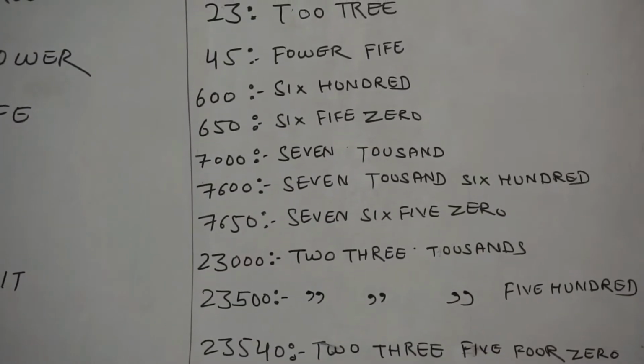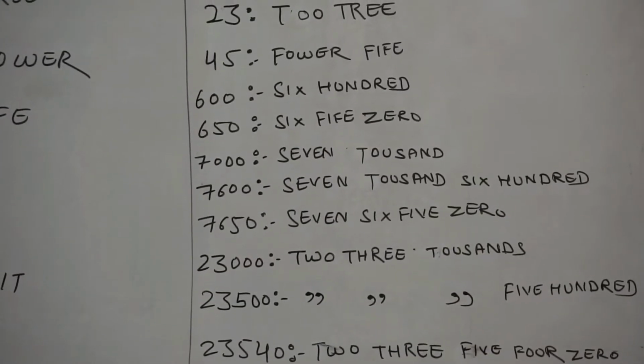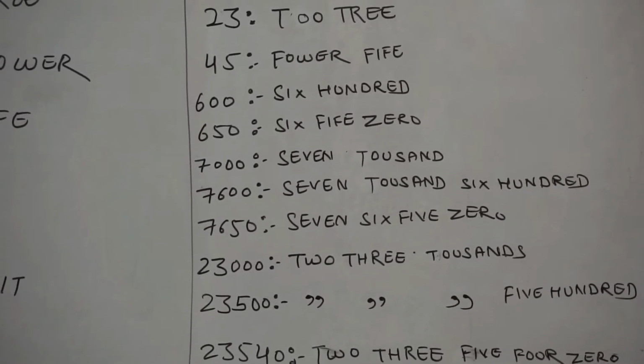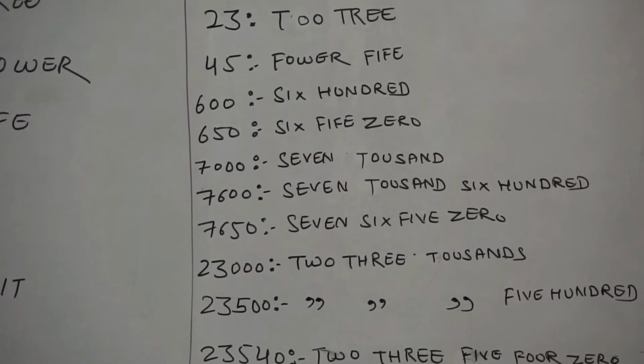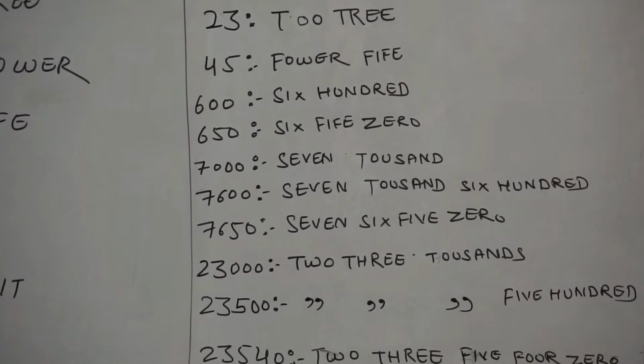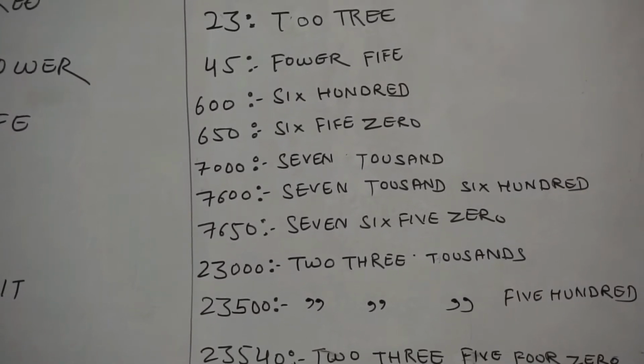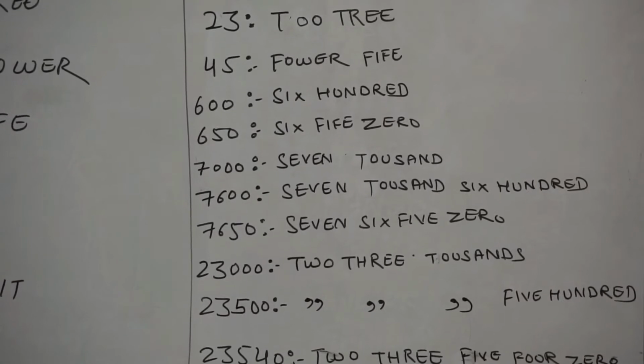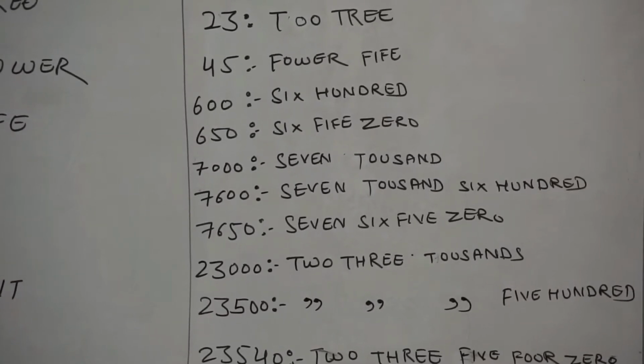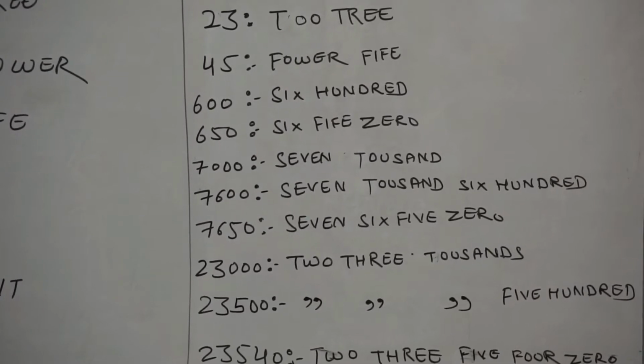And 7000, normally we'll say seven thousand, in RT also we'll say SEVEN THOUSAND. 7600, in RT also we'll say SEVEN THOUSAND SIX HUNDRED. When it comes to 7650, we'll say SEVEN SIX FIVE ZERO. We don't have fifty in our RT language, so because of that we have to say it digit by digit.